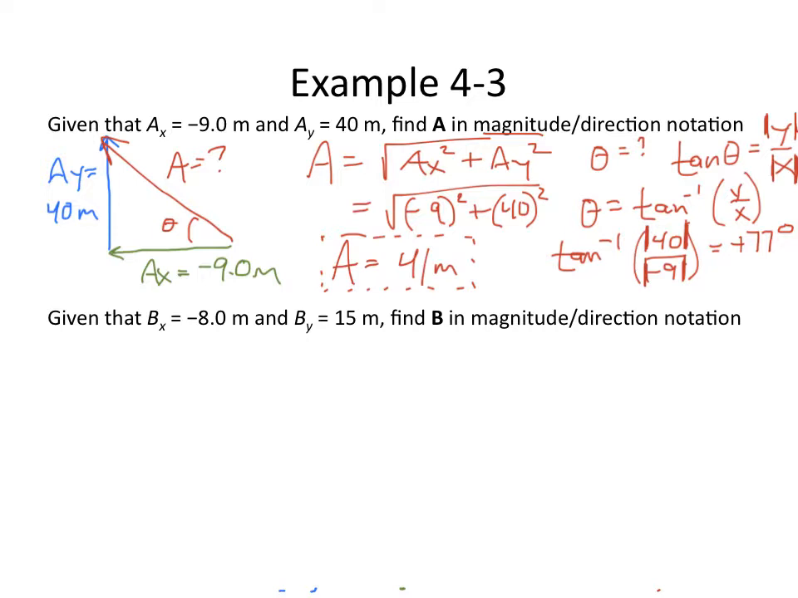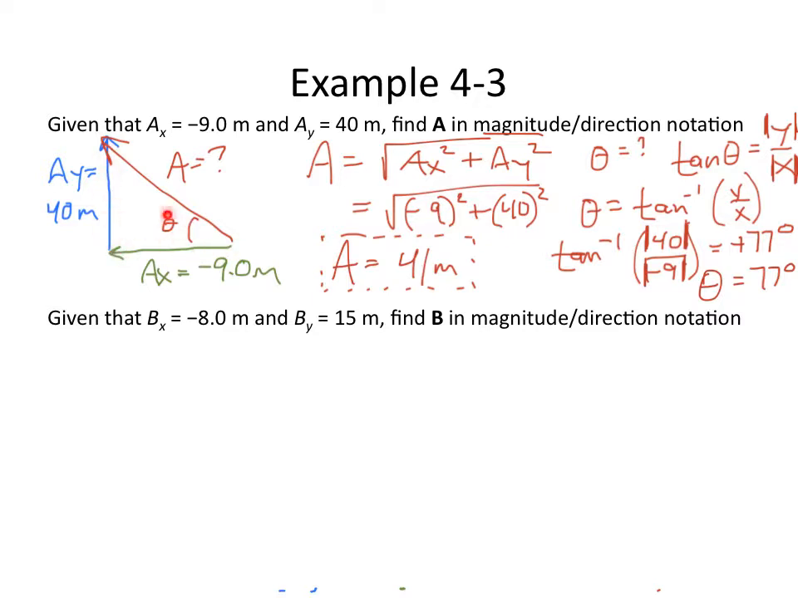So that is our angle right there. Our theta angle equals 77 degrees. Now it's up to you to determine what quadrant it's actually in. Okay, now let's go back over here to our original drawing. We have a negative x and we have a positive y.